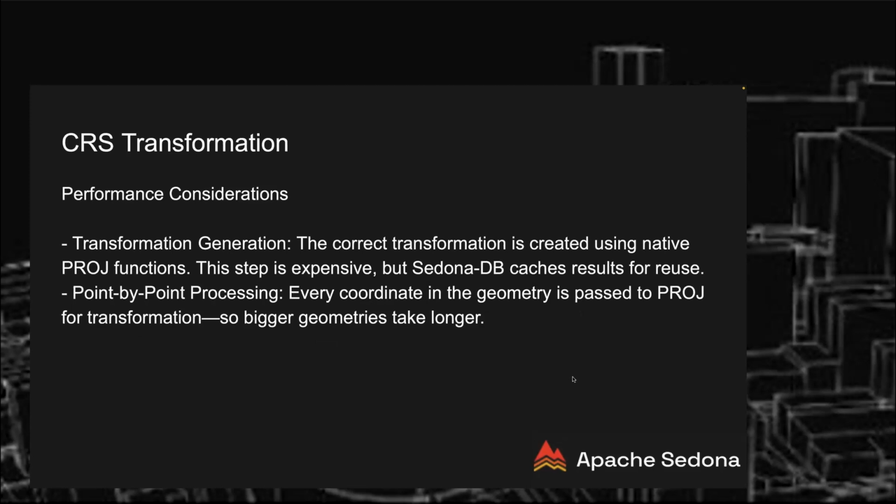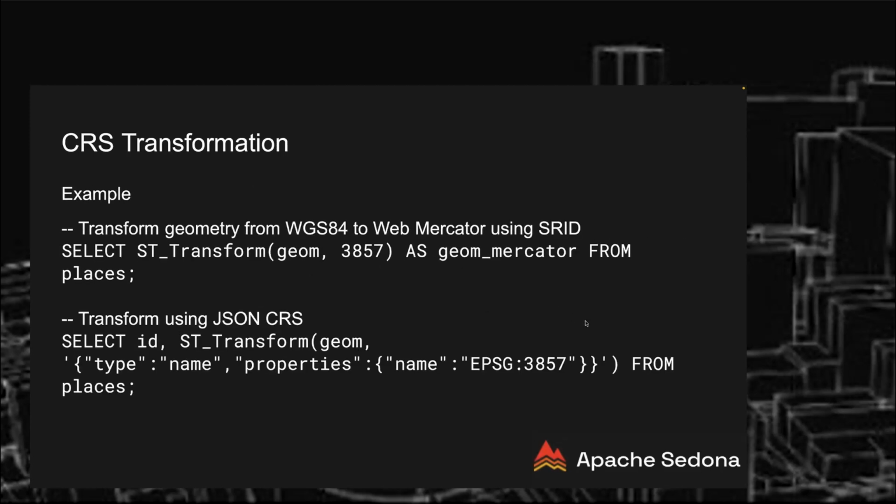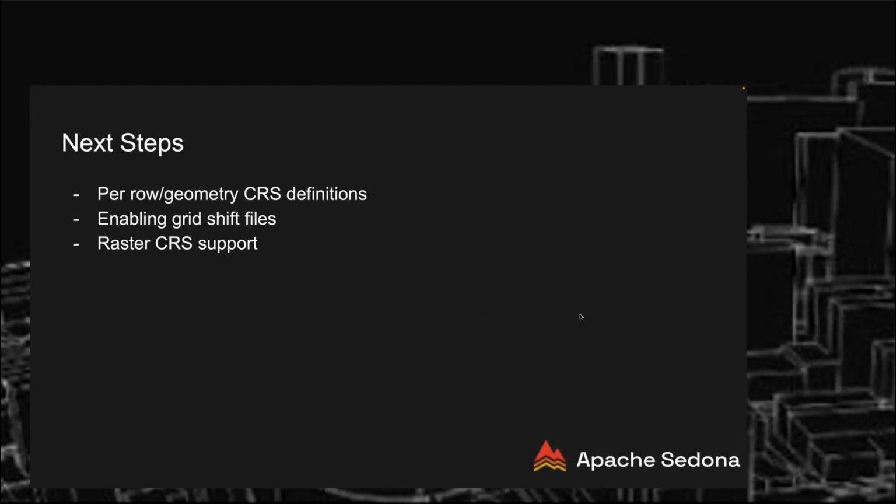There are some performance considerations there, definitely. The initial transform generation is very expensive. So we are caching that on the first one that we do, and then using that for all of the following geometries, assuming that they are using the same source and destination transformation. For some simple examples, you can use either the SRID to define the CRS or some JSON.